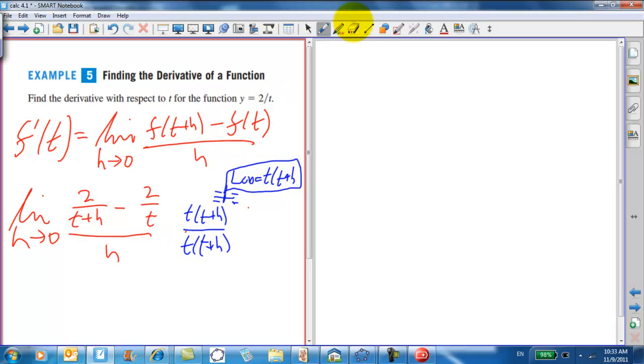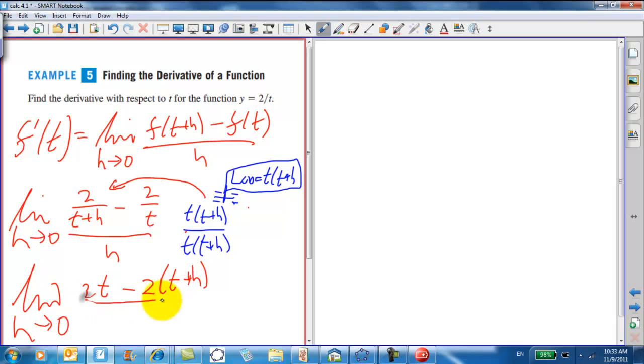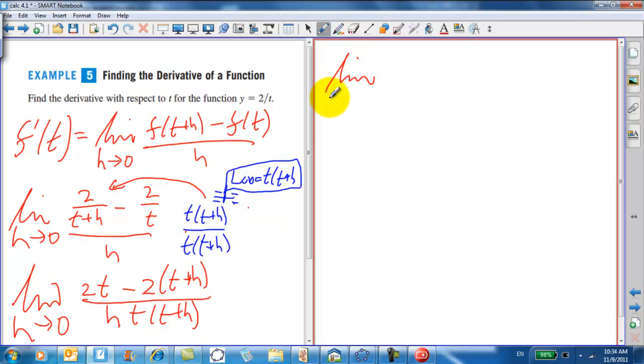When you do that, it changes this to the limit as h goes to 0. In one fell swoop, we'll get rid of all our secondary fractions. When I multiply this into here, the t plus h is canceled, and you get 2 times t. Minus, when I multiply t times t plus h into here, 2 over t, the t's cancel, and you get minus twice t plus h, all over h times t plus h. Well, at least we don't have fractions within fractions anymore. The limit as h goes to 0 of 2t minus 2t minus 2h over h times t plus h.